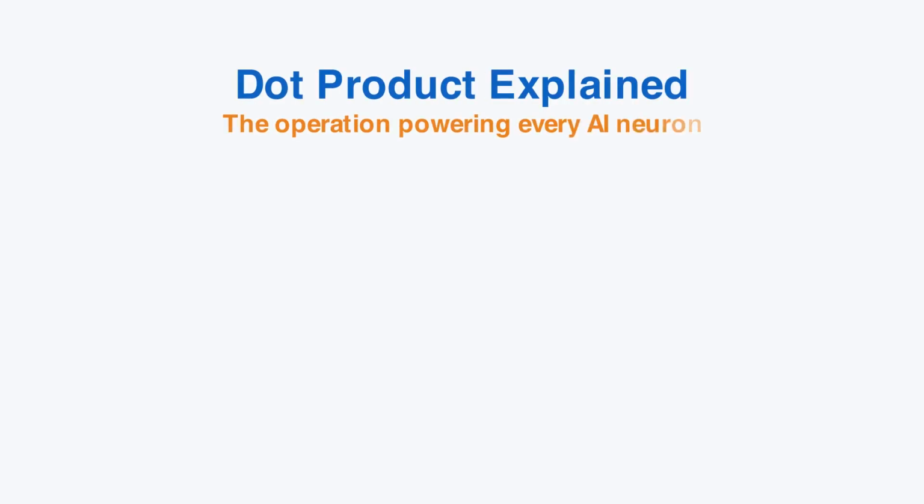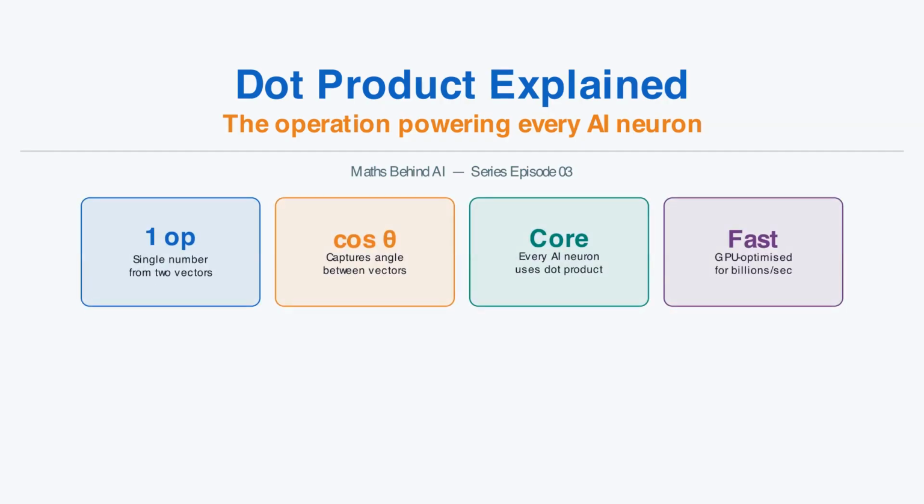What is the dot product? Here is something remarkable. Every time you ask Google a question, every time Netflix recommends a show, every time you talk to ChatGPT, there is one mathematical operation running millions of times per second underneath all of it. That operation is the dot product.